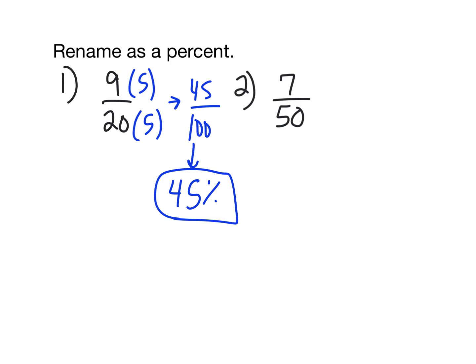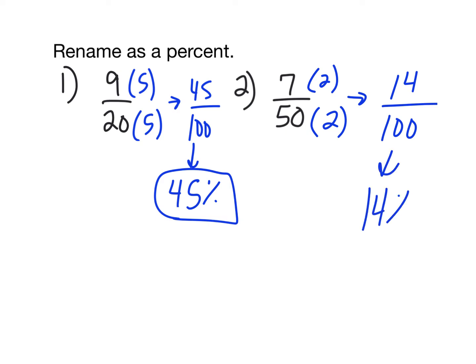So on number 2, we've got 7 out of 50. To get it to be a denominator of 100, we would want to multiply by 2. Multiply the numerator by 2 as well, and that would be 14%.